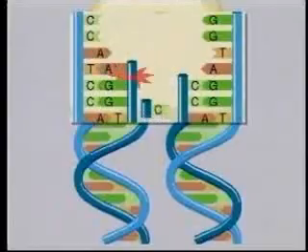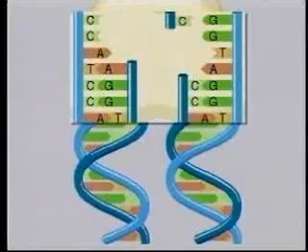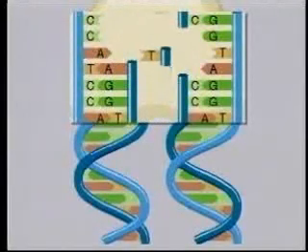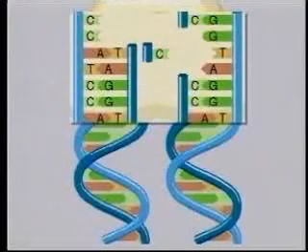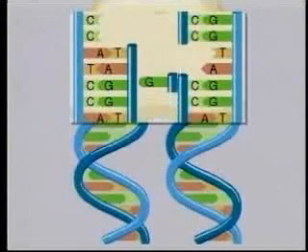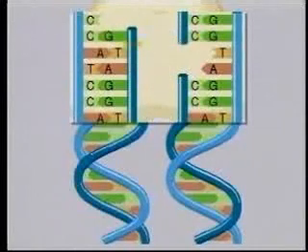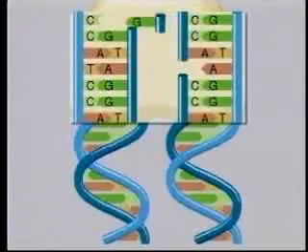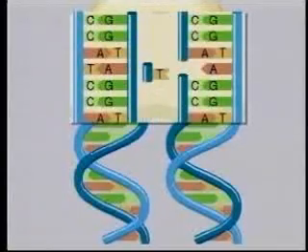The process of replication continues. A's are paired up with T's, and C's with G's, until two identical helices have been formed.